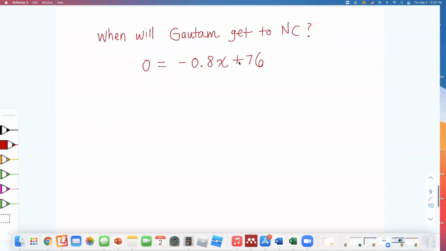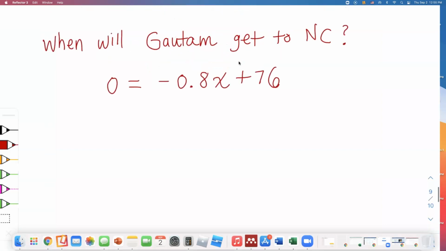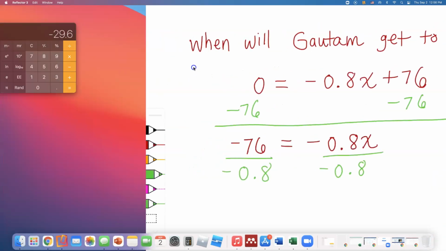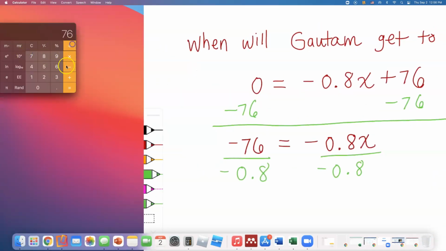So I'm saying Gautam is in North Carolina if the remaining distance to drive is 0. So I'm just going to go ahead and solve for it. I want to know how long his trip will be. So if I subtract 76 from both sides, and then divide both sides by negative 0.8. Okay, let's see. 76 divided by 0.8. Oh, okay.